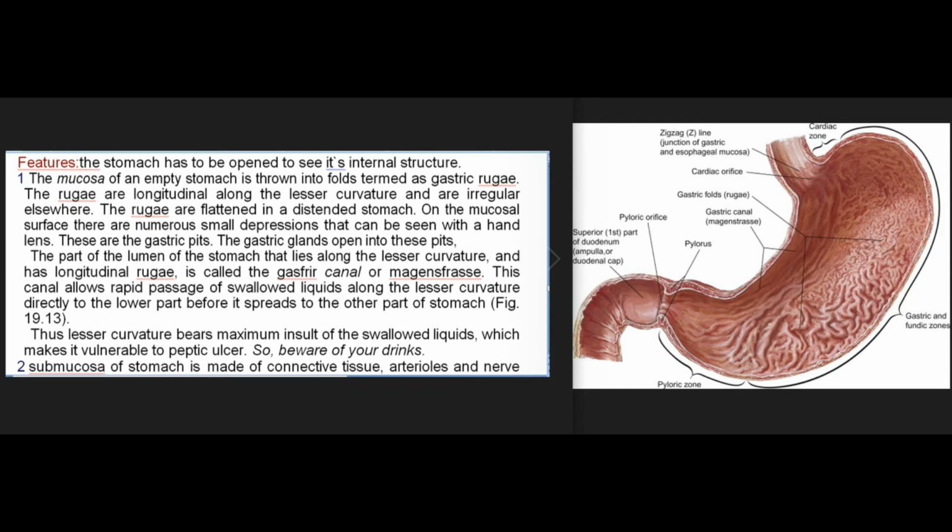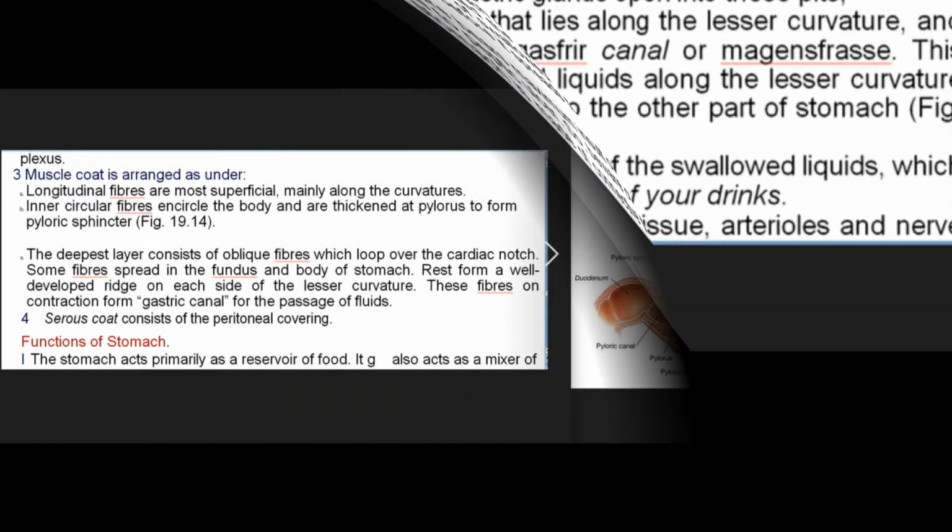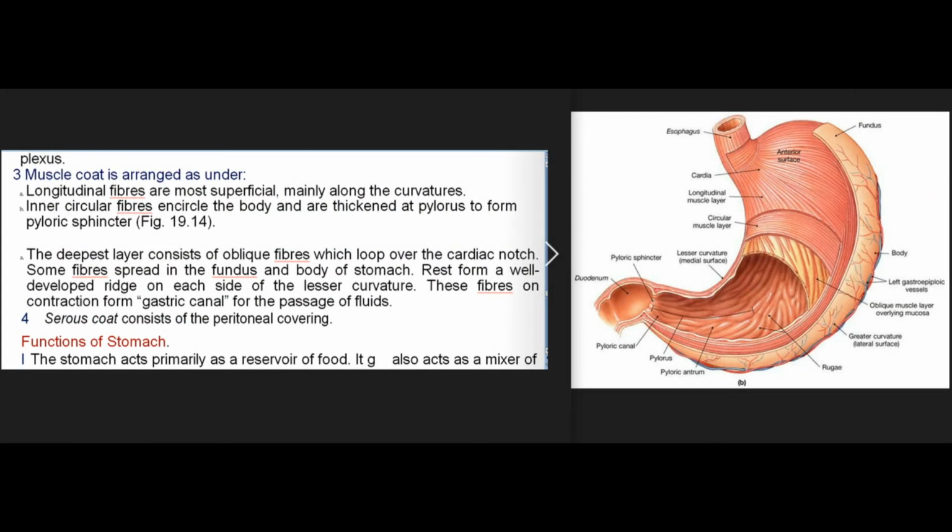2. The submucosa of the stomach is made of connective tissue, arterioles, and nerve plexus. 3. The muscle coat is arranged as follows. A. Longitudinal fibers are most superficial, mainly along the curvatures. B. Inner circular fibers encircle the body and are thickened at the pylorus to form the pyloric sphincter, Fig 19.14. C. The deepest layer consists of oblique fibers which loop over the cardiac notch. Some fibers spread in the fundus and body of the stomach. The rest form a well-developed ridge on each side of the lesser curvature. These fibers on contraction form the gastric canal for the passage of fluids. 4. The serous coat consists of the peritoneal covering.